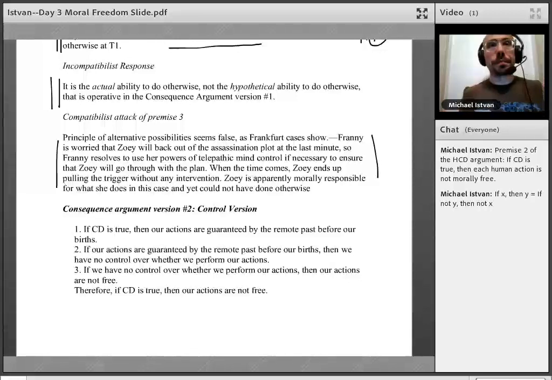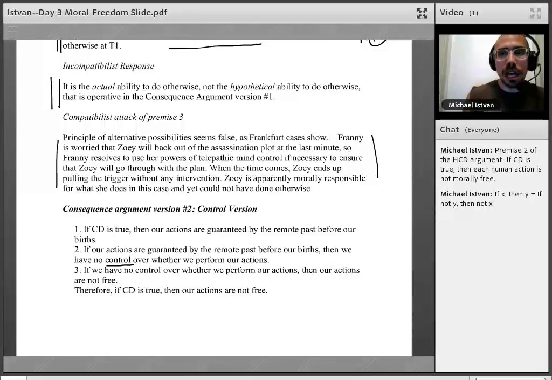Fresh start. Still the same basic idea, but I think a more powerful, more robust version. Premise 1: the same premise 1 as the abilities version. If CD is true, then our actions are guaranteed by the remote past before our births. That's obvious. Good. We can move on. Premise 2: if our actions are guaranteed by the remote past before our births, then we have no control over whether we perform our actions. You see, the language has now shifted to control.